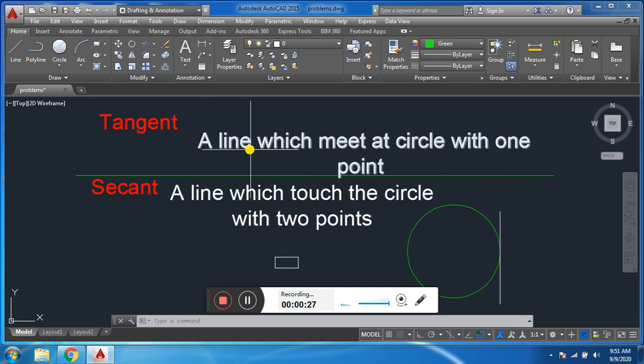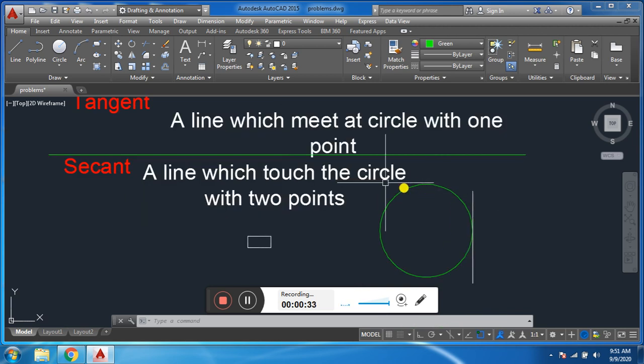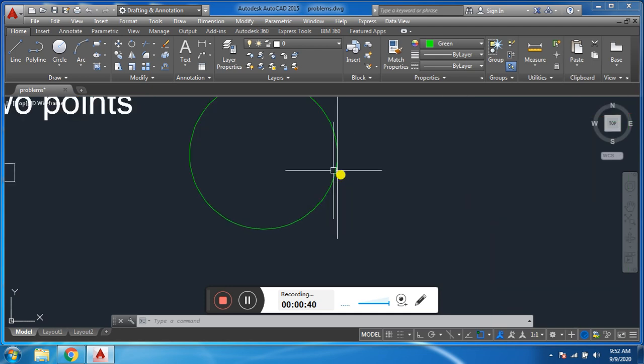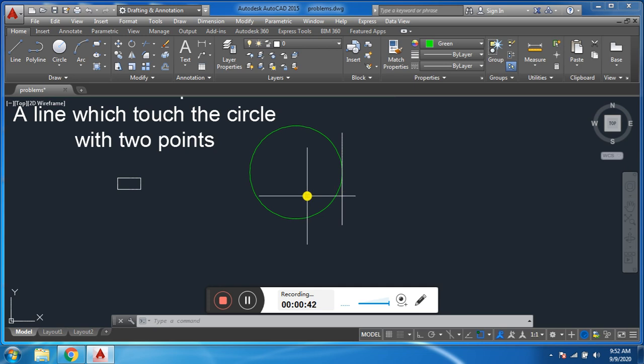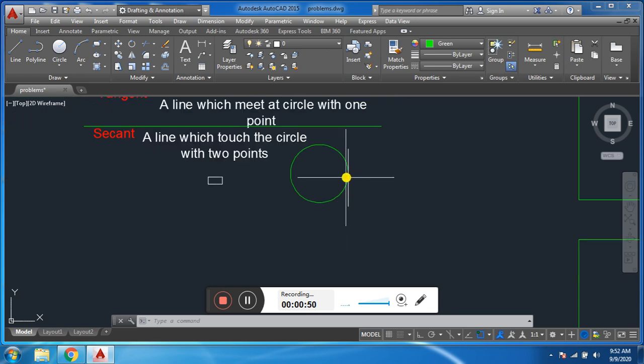Whenever a line touches a circle at only one point, this is called a tangent, or a line which meets a circle at one point is called a tangent. For example, we have a circle, and this line and circle touch each other at only one point. This is called a tangent.